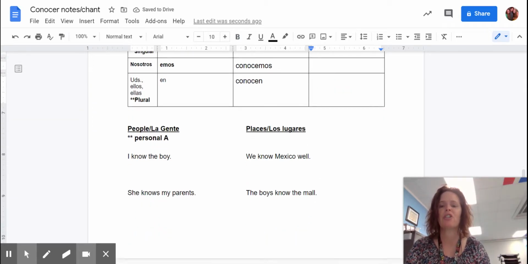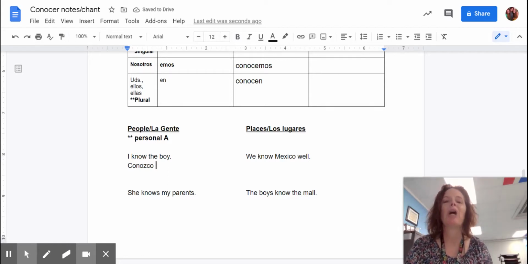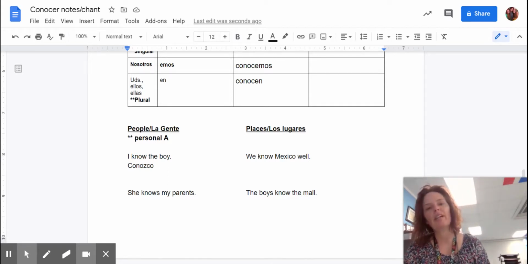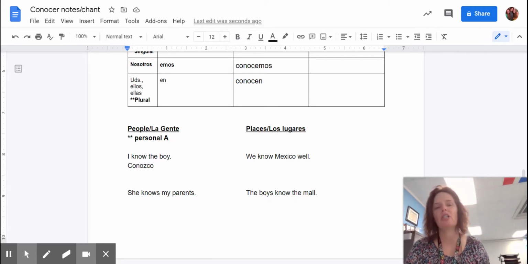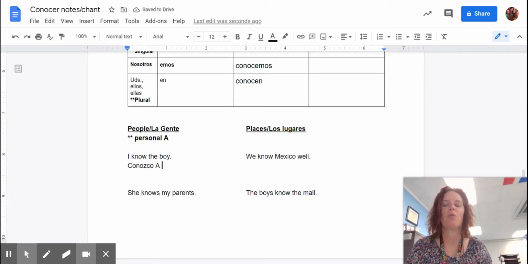Now let's go down here and look at these. I know the boy. So I know is going to be conozco. Now, here's the thing. If you're saying you know a person, I know the boy, we know your mom, she knows my teacher, you have this thing called a personal a. It comes right after the form of conocer and right before the person. So this would be conozco a el chico.